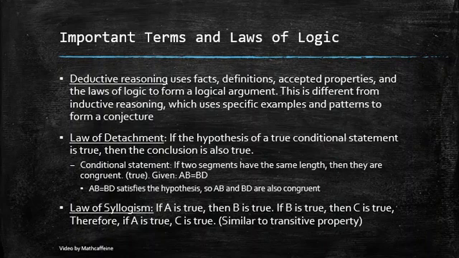The law of syllogism is much like the transitive property, but using if-then statements. For example, if hypothesis A is true, then conclusion B is true. If hypothesis B is true, then conclusion C is true. Therefore, if hypothesis A is true, then conclusion C is true.